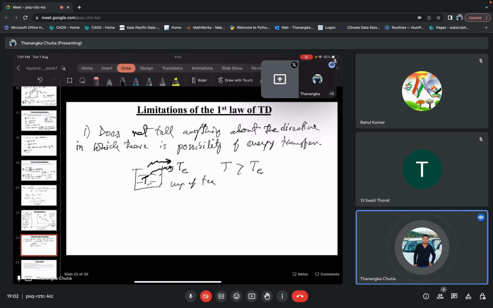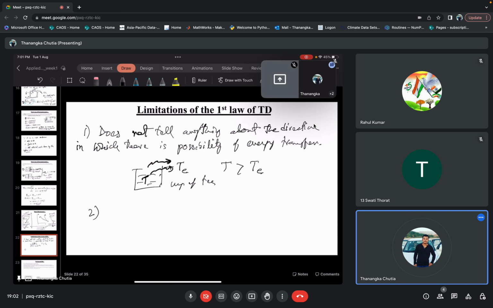It does not tell us whether the processes we are calculating are feasible or not, whether this energy transfer is possible in nature or not. This is not told by the first law of thermodynamics.